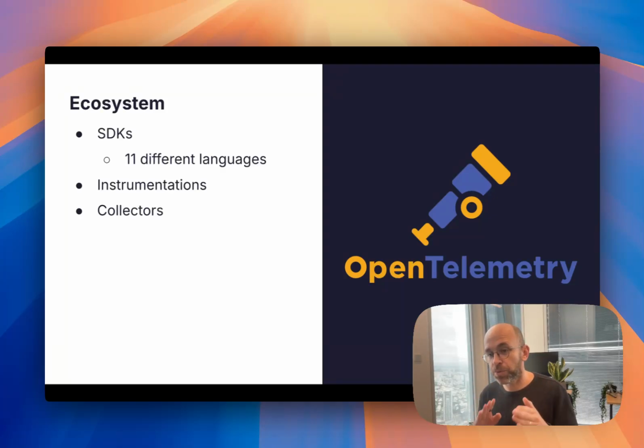Instrumentations are a way to do this automatically. So remember, if you're using an SDK and you want to send out logs, metrics, and traces, you need to do it manually. You need to actually send out a log or emit a trace or a span or a metric. But instrumentations can do it automatically, and we're going to talk about it in a bit. And lastly, collectors allow you to do some processing to your observability data before you send it out to whatever observability platform you're using.